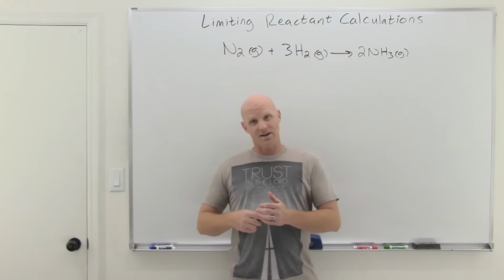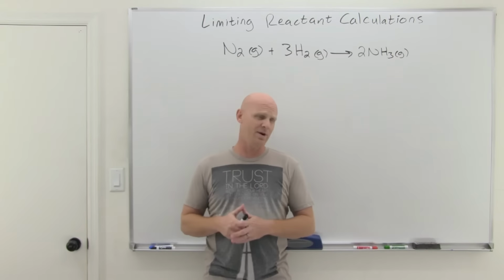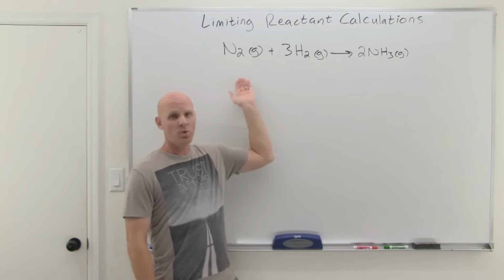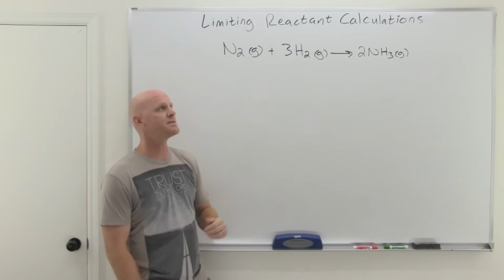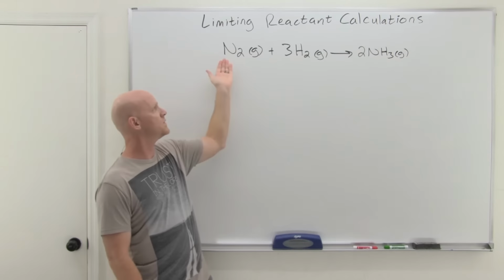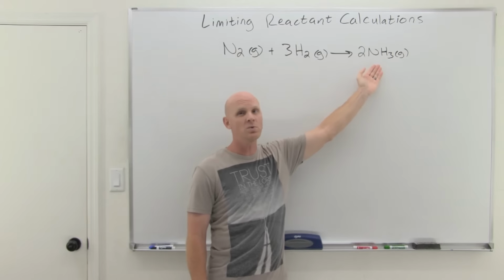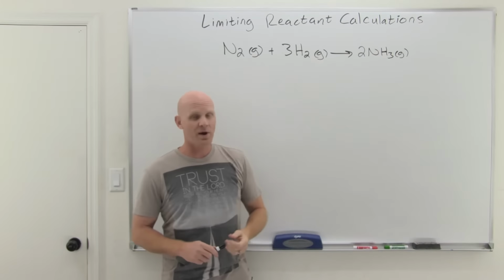So let's dive in here. And we need a chemical reaction to talk about in the context of limiting reactant calculations here. And the one I've chosen is the production of ammonia from nitrogen gas and hydrogen gas. And here, 1 mole of nitrogen gas reacts with 3 moles of hydrogen gas to produce 2 moles of ammonia gas. And that's the reaction we're going to look at here.